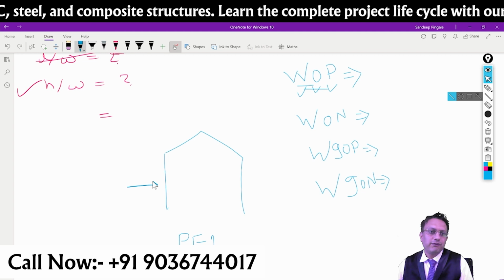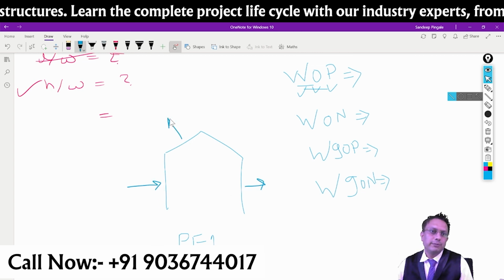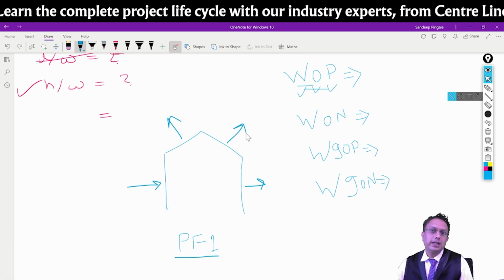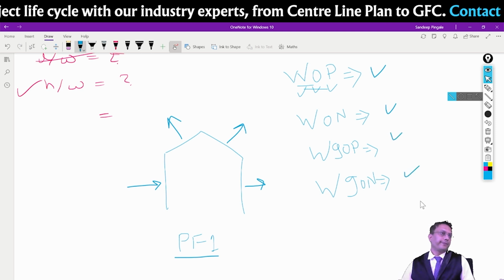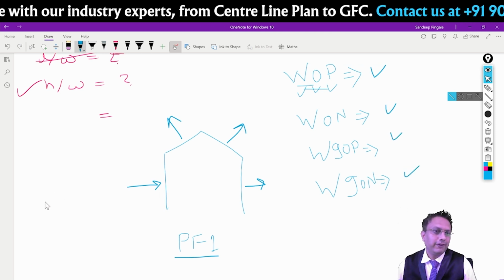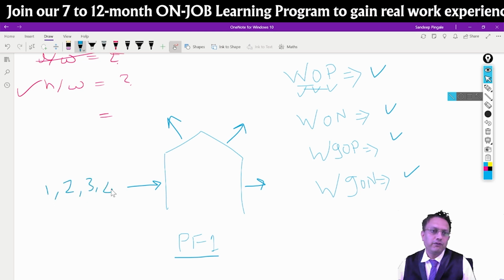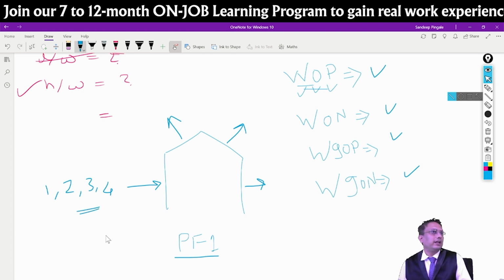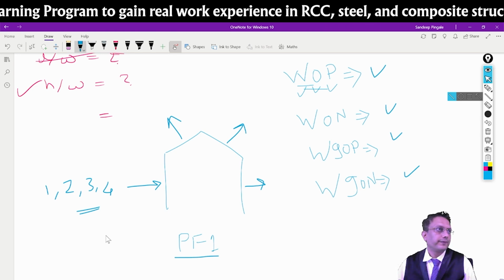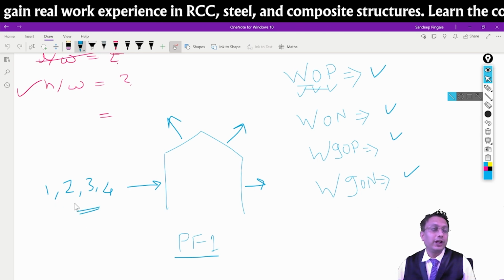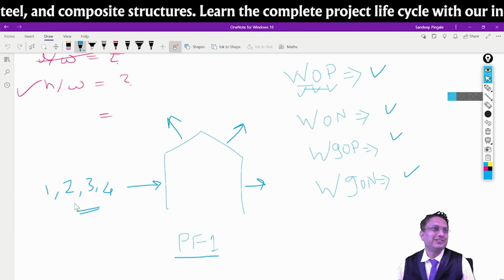On which, how much is the force coming here? How much is the force coming here? How much is the force coming here? How much is the force coming here? In all the cases. So here, how many values will be there? 1, 2, 3, and 4 values. Do you agree? Correct? Or 1 or 2 values only? 4 values?